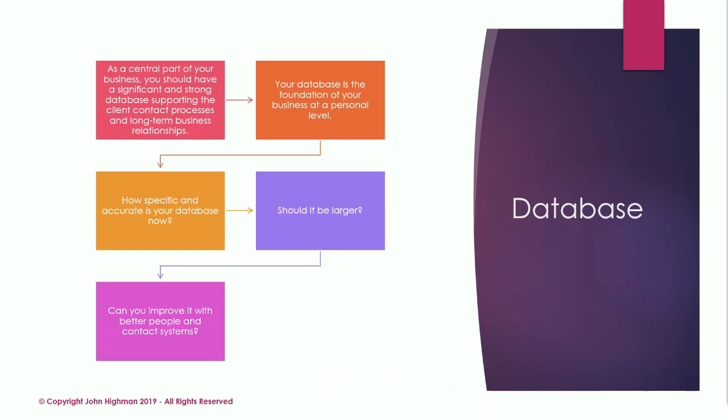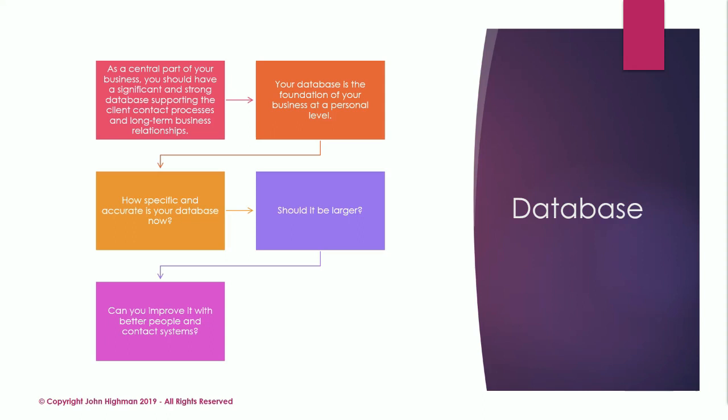The database. You've got one of those, no doubt. As a central part of your business, you should have a significant and strong database supporting client contact processes and long-term business relationships. Which leads me to the second point. Your database is the foundation of your business at a personal level. So if you are struggling personally now with business, inquiries, activities, commissions, any of that, take a serious look at your database, the list of people that you know, and how you're interacting with that. Which goes to the third point.